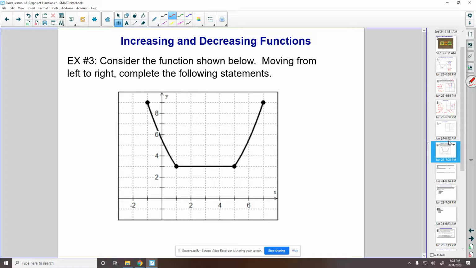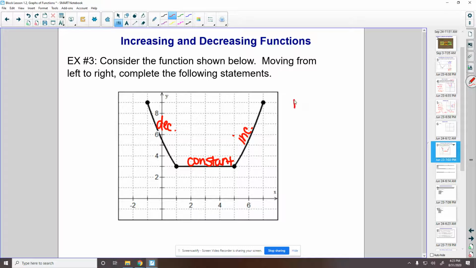Increasing and decreasing. So this is going to be pretty simple, guys. For the next little portion of the notes, you're going to be telling me where the graph is increasing and where the graph is decreasing. And no, you can't just do this. It's increasing here. Yes, I know. A 3-year-old could tell me that the graph's increasing there, but I need you to give me an interval, okay?